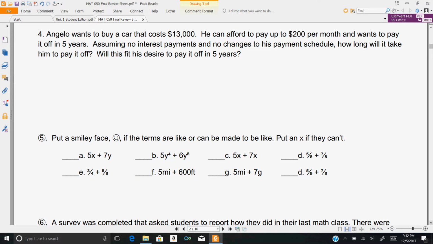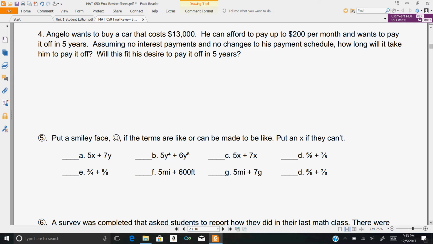Okay, question number 4. Angelo wants to buy a car that costs $13,000. He can afford to pay up to $200 per month and wants to pay it off in 5 years. Assuming no interest payments, this is not an interest problem, and no changes to his payment schedule, how long will it take him to pay it off? Will this fit his desire to pay it off in 5 years?